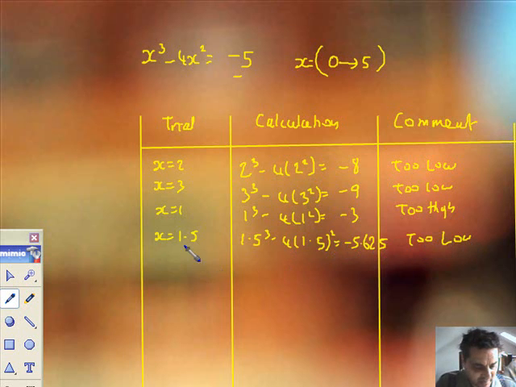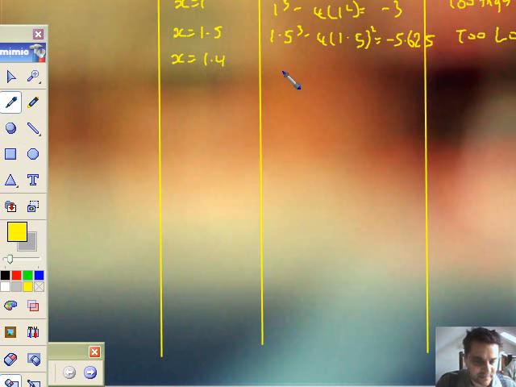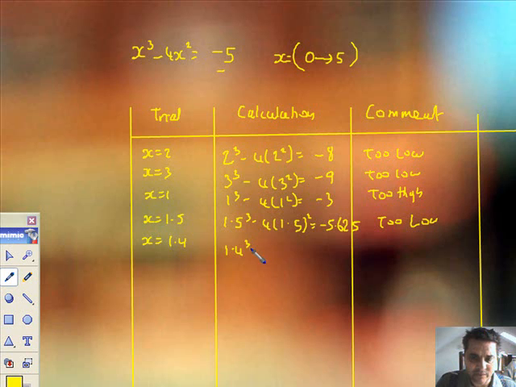And then I thought, right, a minute, let's just take it a little bit lower, see what happens. Oops, that should be 1.4. As follows: 1.4 cubed, take away 4 lots of 1.4 squared, and that gave me minus 5.0. So close, 0.96, but still too low. Again, the target is minus 5.